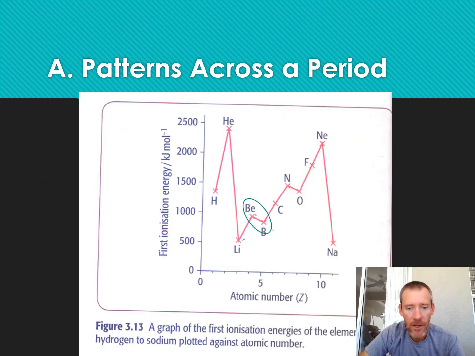All right, now the big questions. So beryllium and boron, group 2 and group 3, and nitrogen and oxygen, group 5 and group 6, or 15 and 16.